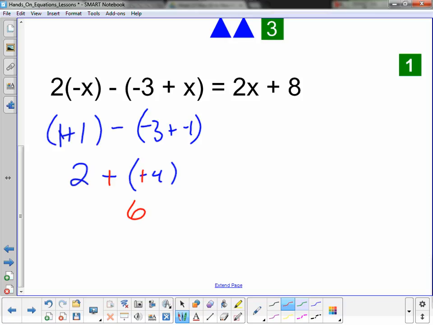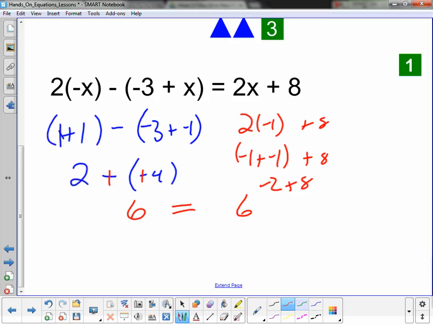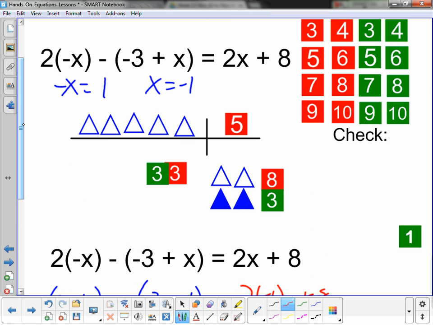On the other side, I've got 2 x's. X's are negative 1, so that's negative 1 plus negative 1. Or you can think of it as 2 times negative 1, or negative 1 plus a negative 1, whichever way you want to think about it, plus the 8. Either way, you get negative 2 plus 8, you get 6. Both sides have 6 and 6. That works out. So it is definitely true that the opposite of x is 1 and x is negative 1.